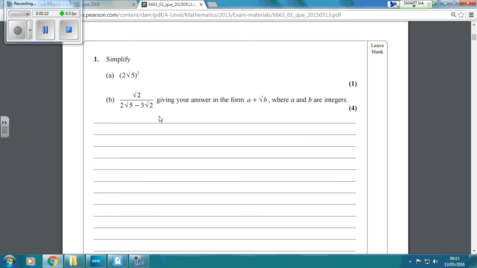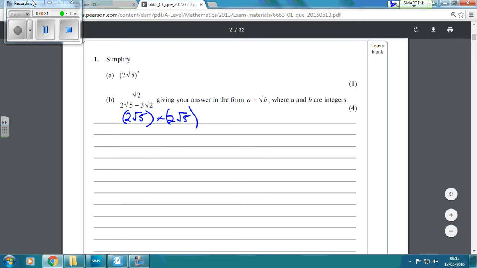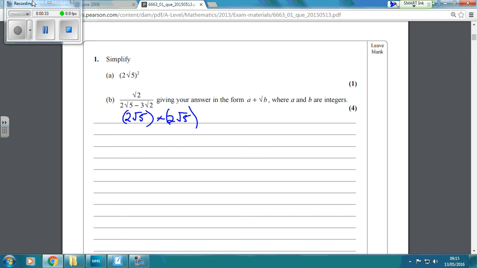So we're going to have 2 root 5 times by 2 root 5. So you can write 2 root 5 as 2 times root 5 times by 2 times by root 5. And then multiplication is commutative, so it doesn't matter which order you do it. So you can do the 2 times 2, which makes 4. You can do root 5 times root 5, which makes 5. So you've got 4 times 5, which equals, of course, 20.